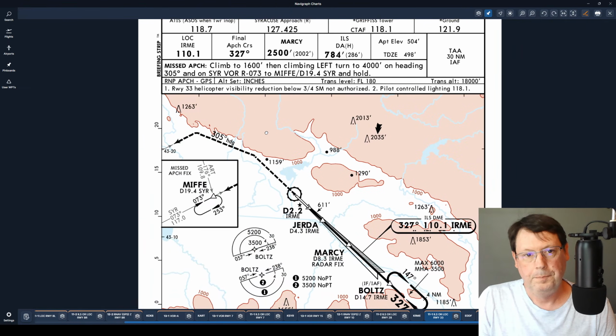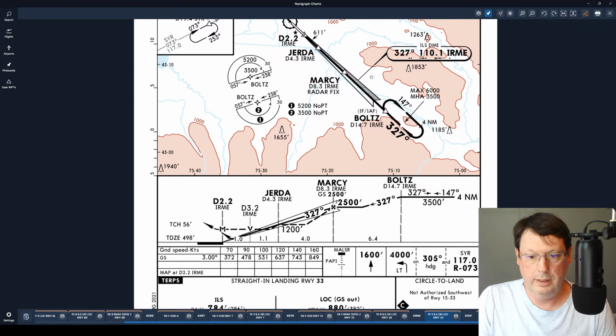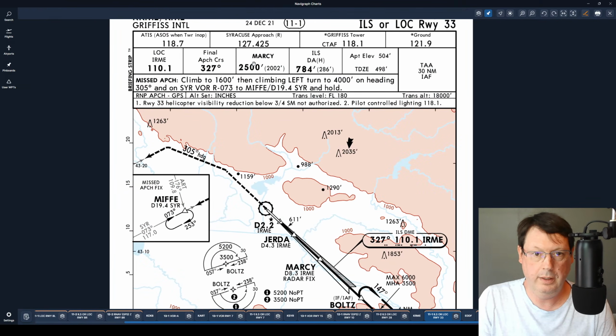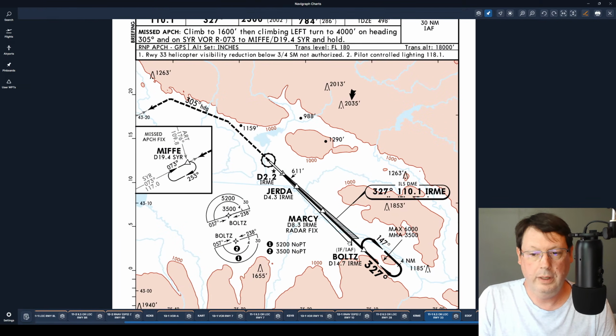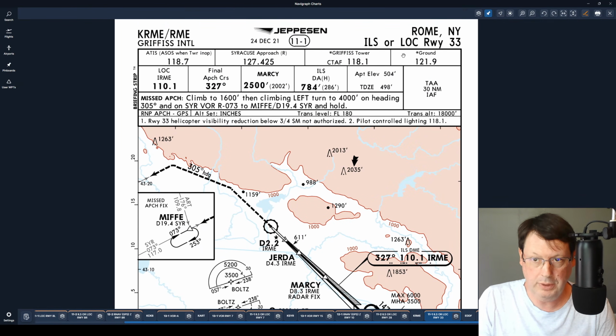You can fly the approach with GPS until the final approach fix, which is Marcy. And that's Marcy right here. So in other words, you can fly GPS to Bolts, which is the initial approach fix. We'll get to that in a second. And then fly using GPS from Bolts to Marcy. But once you get to the final approach fix, you have to switch to either localizer or ILS to fly the final approach segment of the approach. So that's what that is there for.